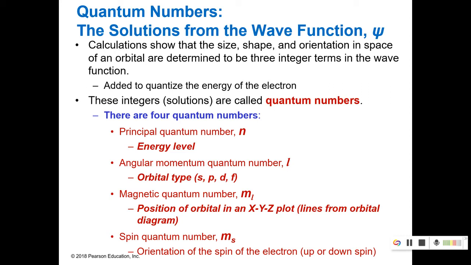So again, there are 4 quantum numbers. The first one is N. They do always go in this order. The principal energy level, so that's just the coefficient.